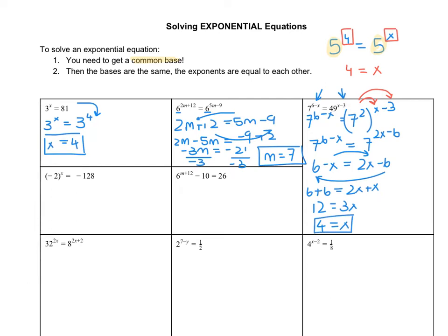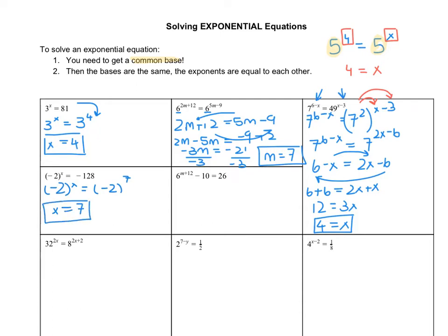All right, if we look at our next example where we have negative 2, all to the power of x, equals negative 128, our base is negative 2 on the left. So I have to turn negative 128 into a base of negative 2, which is already a clue to me that the exponent should probably be odd. So negative 2 all to the x is going to equal negative 2 to the power of 7, because negative 2 all to the power of 7 is negative 128. Now that my negative bases are the same, x equals 7.